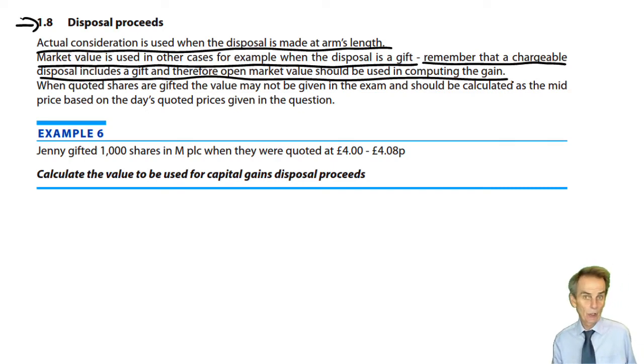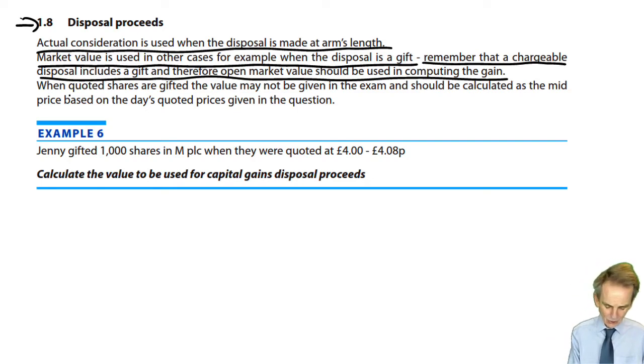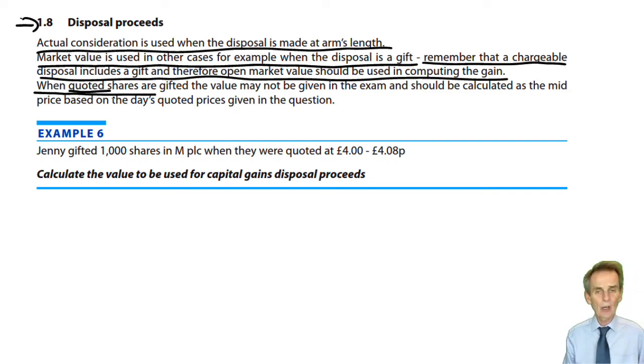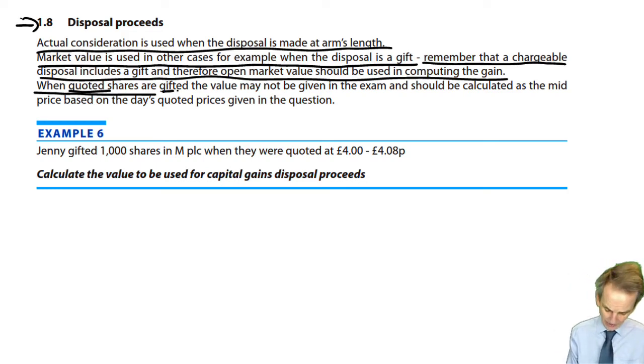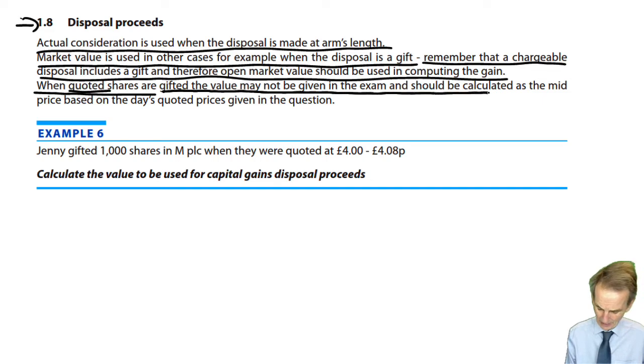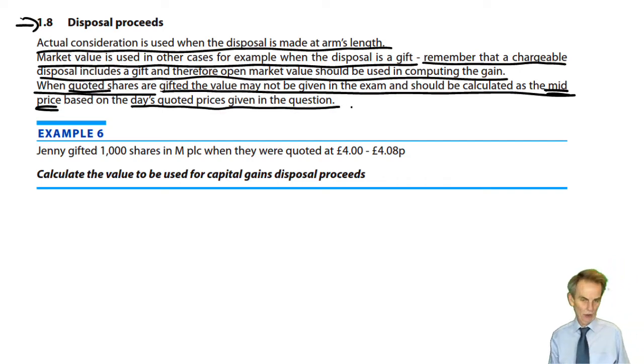Now, in the circumstances we see, it is usual and probably will be the case that the market value will, of course, be provided to you. That's not something you have to work out for yourself. But there is just one little valuation rule that we need to know here. It's to do with quoted shares. We're talking a lot about shares in our next chapter together, Chapter 13, and we will see both quoted and unquoted shares. But when quoted shares are gifted, the value may not be given in the exam and should be calculated as the mid price based on the day's quoted prices given in the question. There will be two prices, a bid and offer price. It doesn't matter what they are, but there will be two prices that may be provided to you.